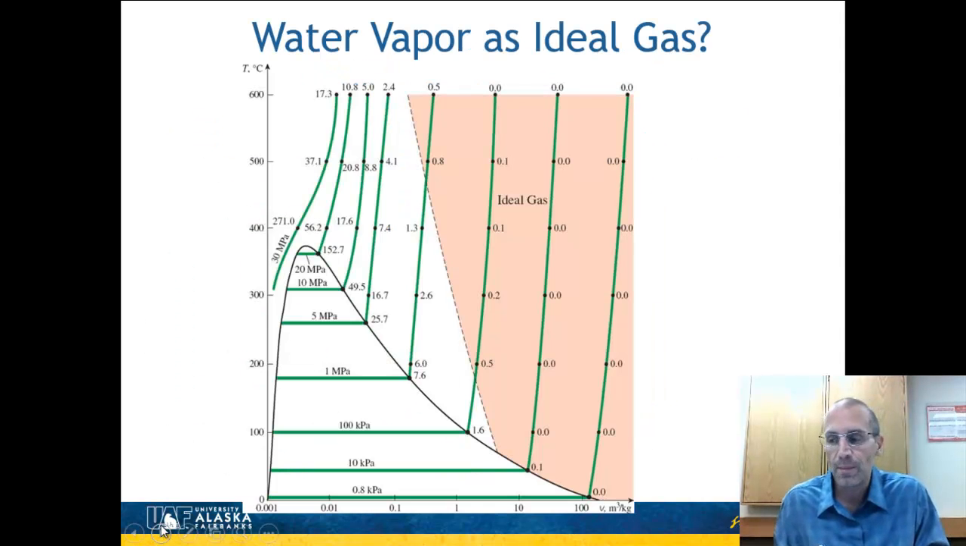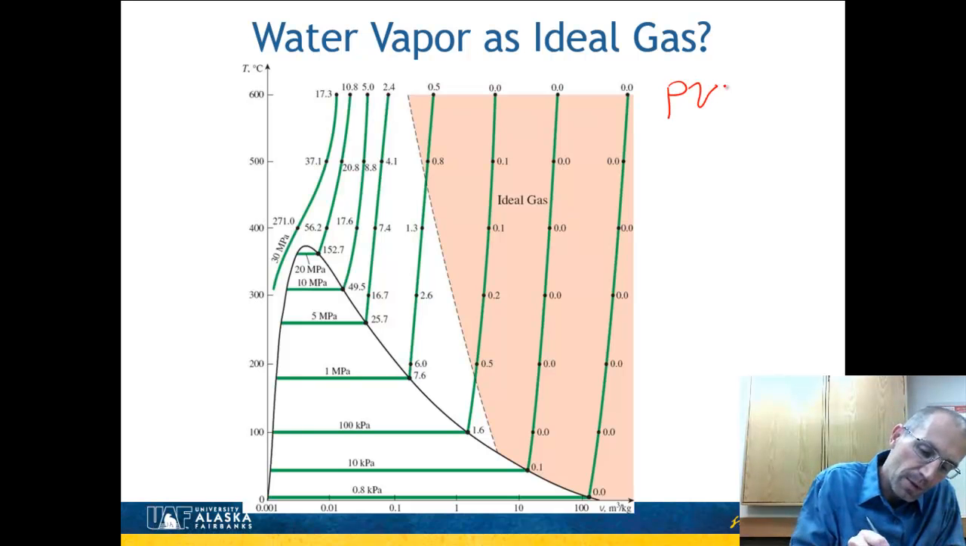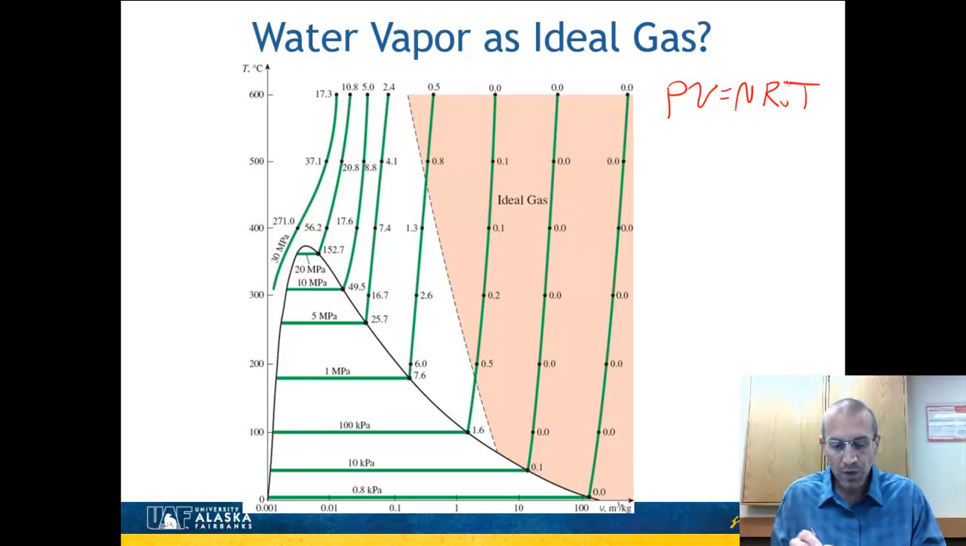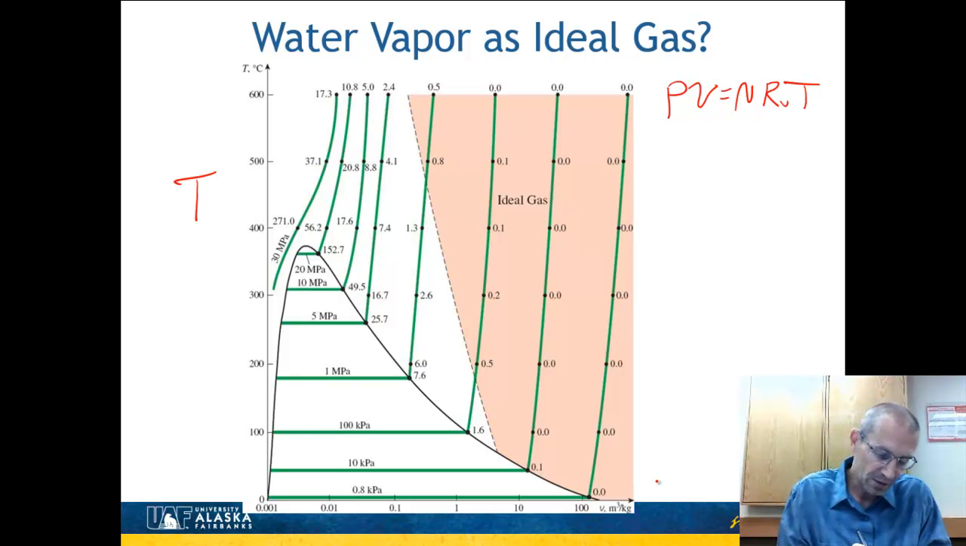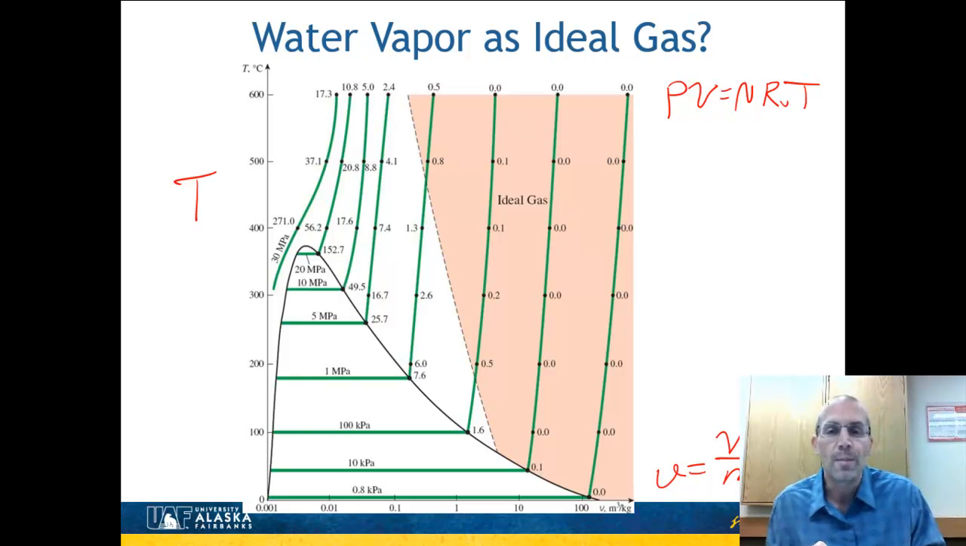Now, one of the things about the ideal gas equation is that it does not always give me a good representation of real behavior. Let me write it up here again to remind you: PV is equal to nRT. This diagram is a plot of temperature as a function of specific volume. And remember, specific volume is simply the volume over the mass.